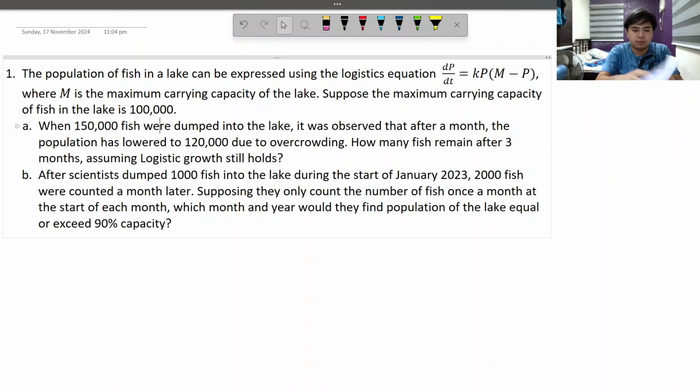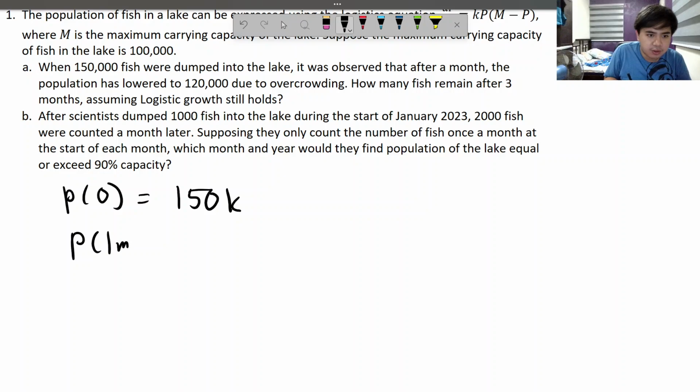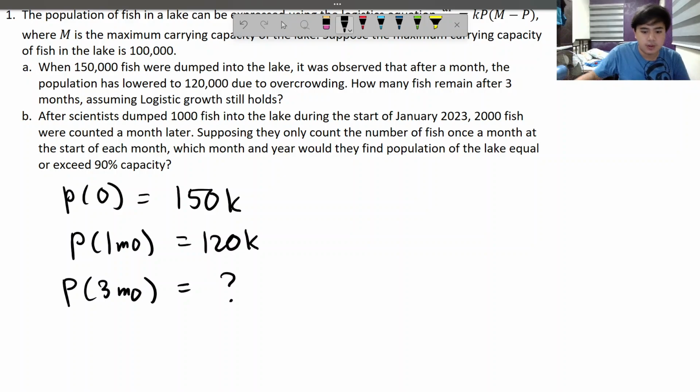So let's write the parameters. P of 0, the initial population, is 150,000. P after 1 month became 120,000 due to overcrowding. P of 3 months, what is the population then?